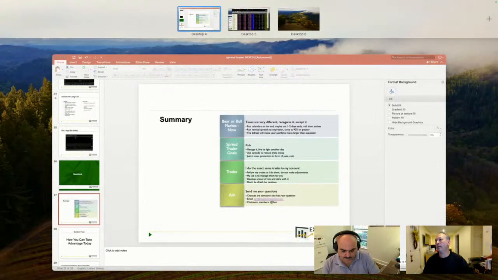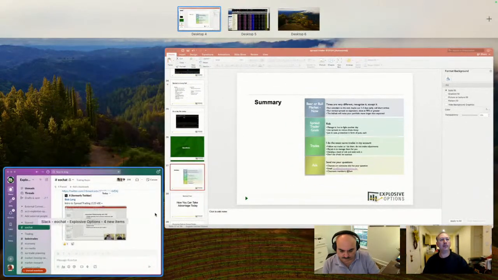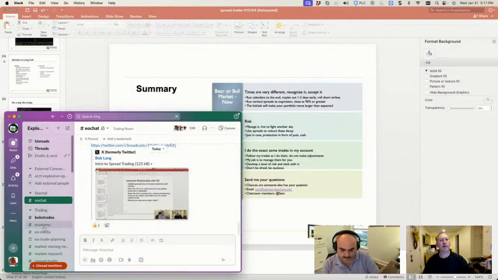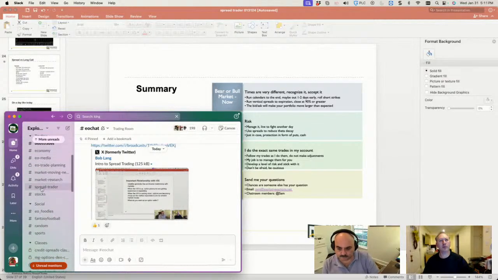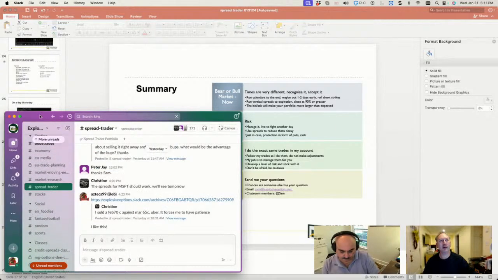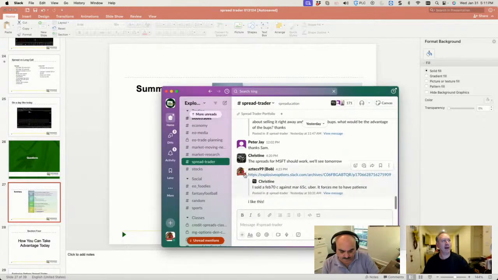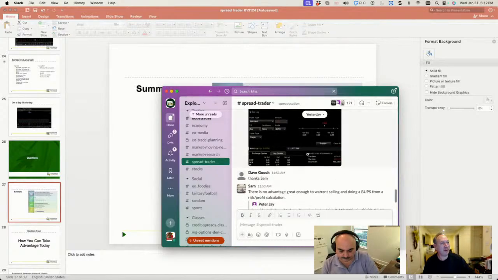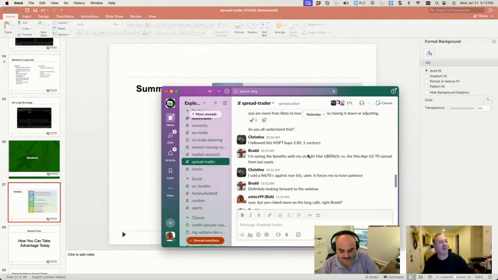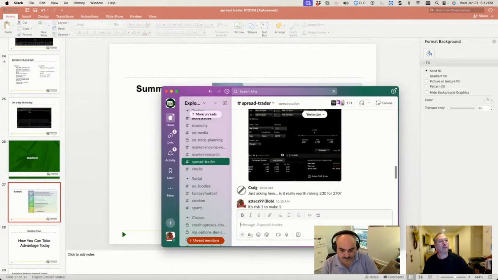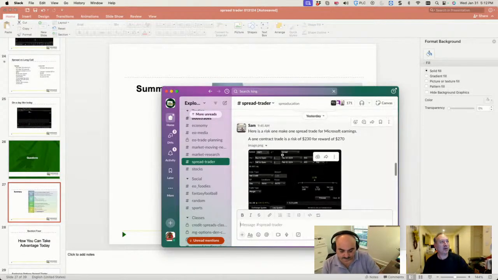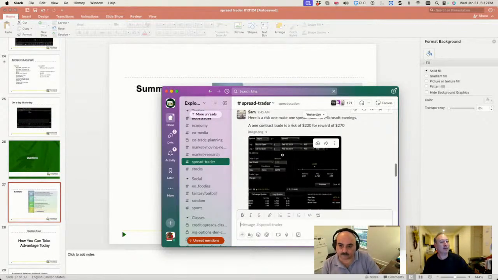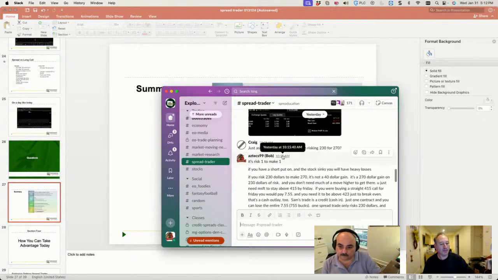I'll show that to you again. And this regular chat room. So if you get into the spread trader, you'll have access to this room. There's 170 people in the room now. Last week it was like 30, so we have 170 people now in the room. So we have a lot of other people asking questions and putting ideas in there. Sam is putting his ideas in here. This is from yesterday, and you can see some of the things that we did.